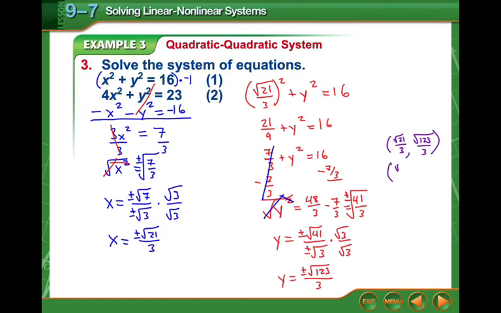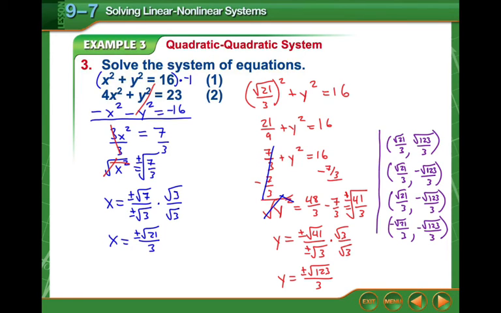There's one where x is positive, but y is negative. There's one where x is negative, and y is negative. And then there's one where everything's negative. So these are the 4 solutions to this system of equations.